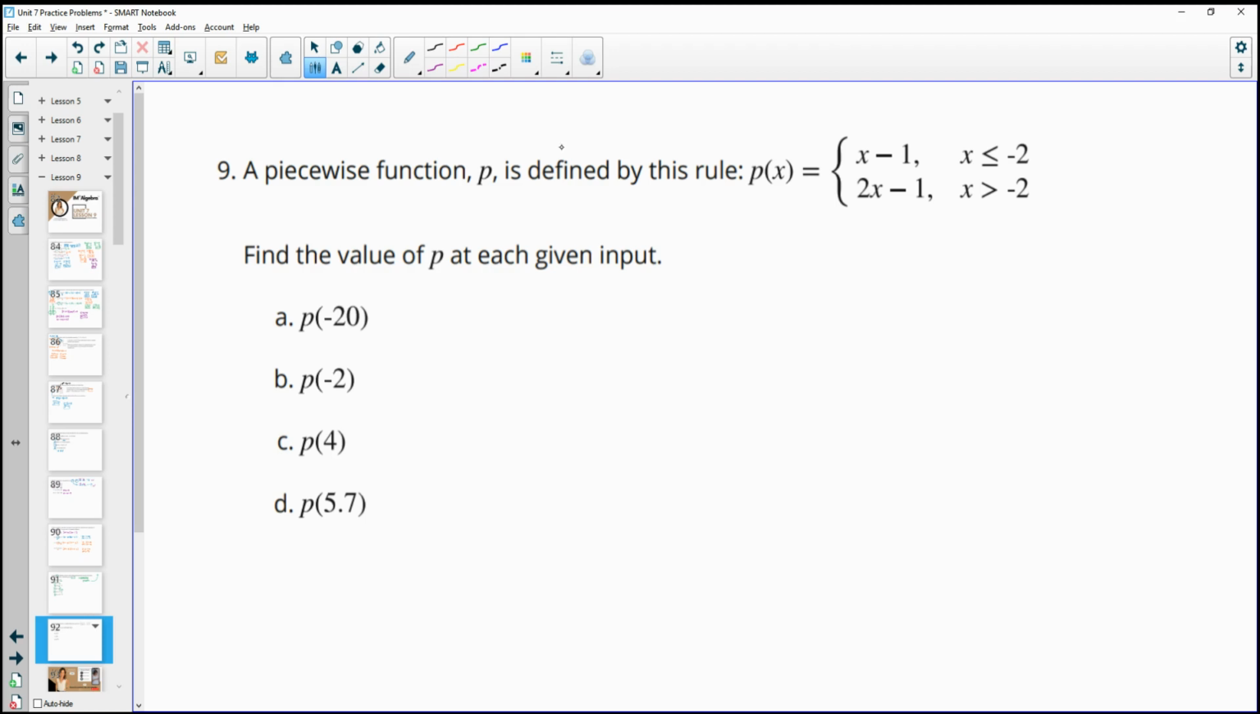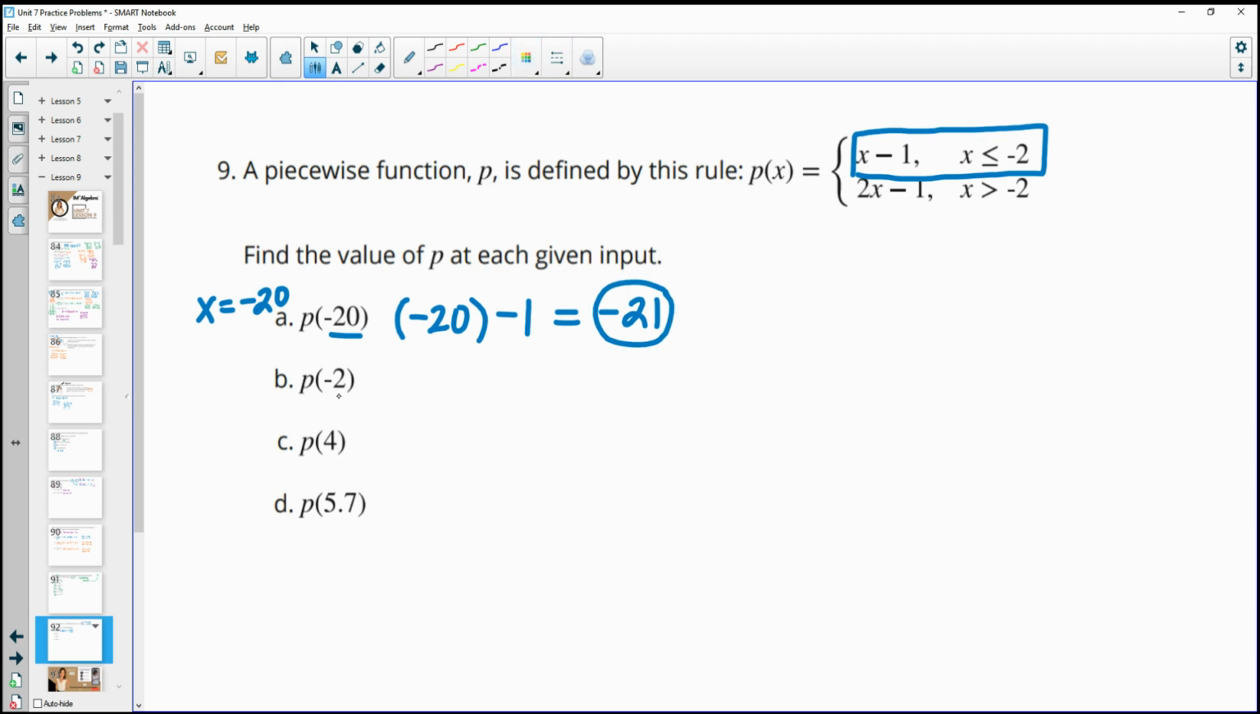Then number 9 is a piecewise function defined by these rules, where the top part is for x less than or equal to -2, and the bottom is when x is greater than -2. So find the value of p at each input. For this one, we have x equals -20 that we want to be plugging in, and -20 is less than -2, so that's going to go in this top part. So we're going to be using the x minus 1, and x is -20, minus 1 gives us -21.